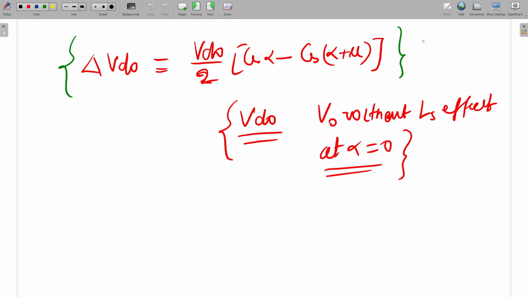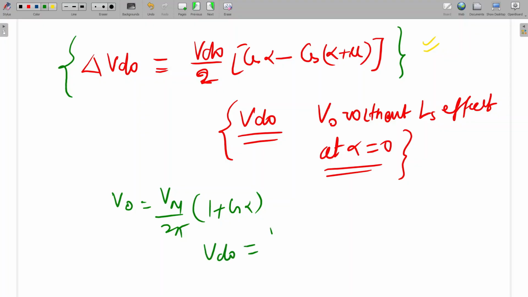Okay, so this we have to remember. This is the generalized equation. So what is the VD0 for a single phase half bridge converter? VD0 will be Vm upon 2 pi, 1 plus cos alpha.